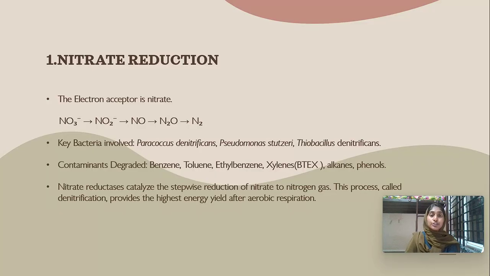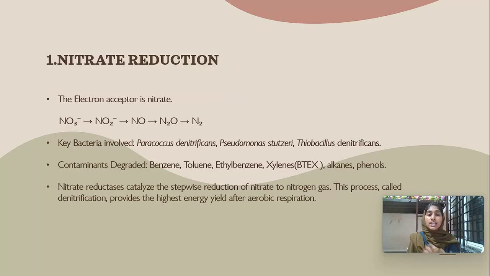First of all, nitrate. We are going further into anaerobic respiration by different terminal electron acceptors. First we are looking into nitrate reduction, in which the electron acceptor is nitrate. So the pollutants are considered as electron donors. Electrons are taken from the organic pollutants or contaminants, and then these electrons are used to reduce nitrate into atomic nitrogen, which is less harmful. The contaminants degraded by nitrate reduction are benzene, toluene, ethylbenzene, xylenes, alkanes and phenols.